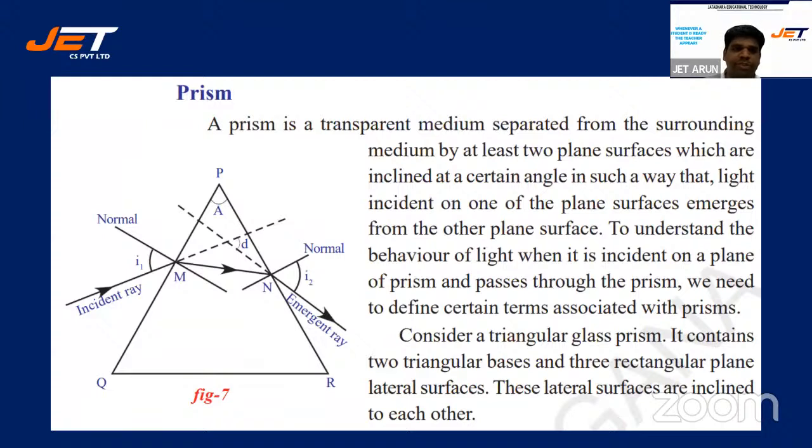Now let's look at prism, students. What's a prism basically? It's a transparent medium separated from surrounding medium by at least two plane surfaces which are inclined at certain angle in such a way that light incident on one of the plane surfaces emerges from other plane surface. Let's say you have got PQ as one surface, PR as other surface. Light incident on the PQ is emerging from the surface PR. And these two surfaces are inclined at an angle A, called angle of the prism.